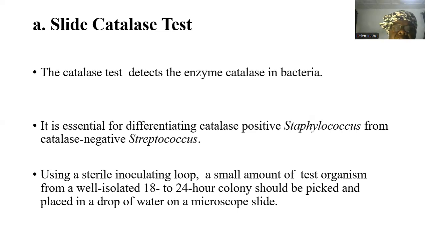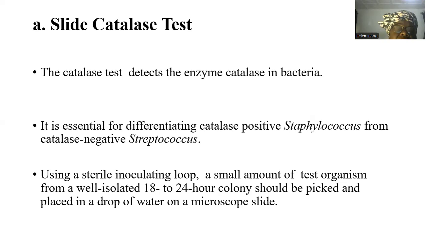There are two types of catalase tests. You have the slide catalase test and then the tube catalase test. It is important to note that the catalase test detects the enzyme catalase in bacteria. It is also essential for differentiating catalase positive Staphylococcus from catalase negative Streptococcus.